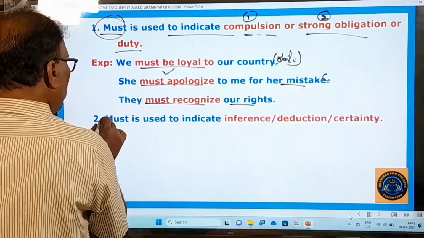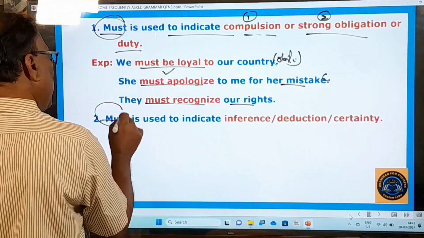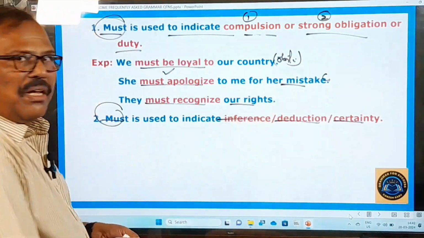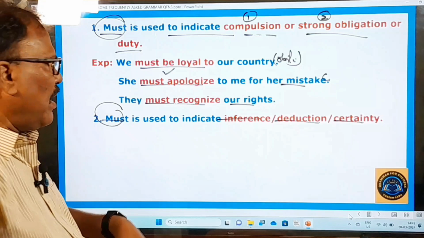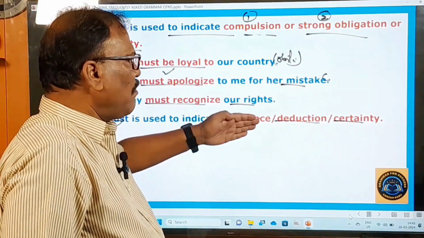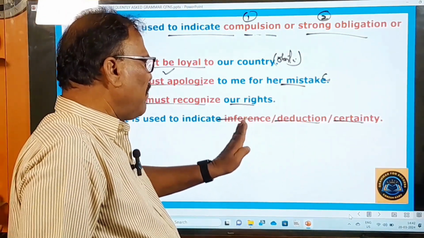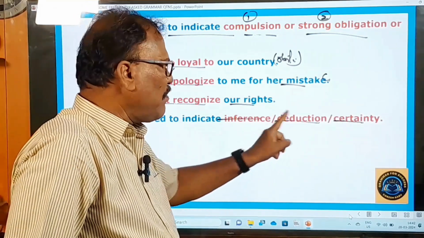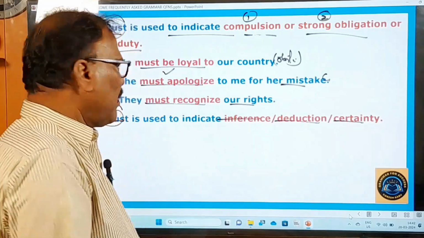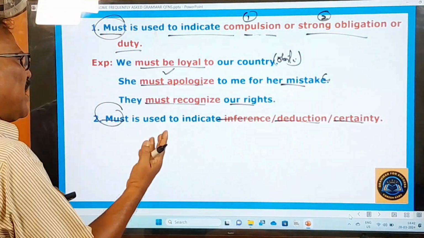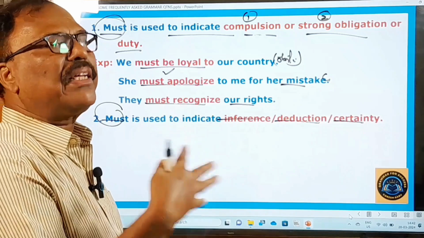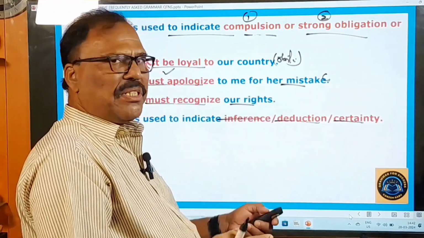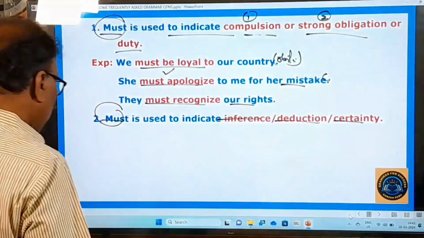And one more use is there. The other use of this must is, it is used to indicate inference, deduction, certainty. Please, in the examination, they are using different words. Sometimes they say inference, sometimes deduction. Deduction means inference. Inference means deduction. Certainty also they sometimes give. So don't get confused. That's why I have used these three words here. Inference means guessing. Deduction also means guessing, and certainty means compulsory thing.